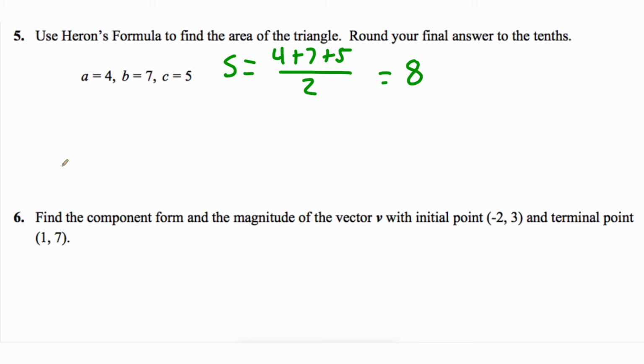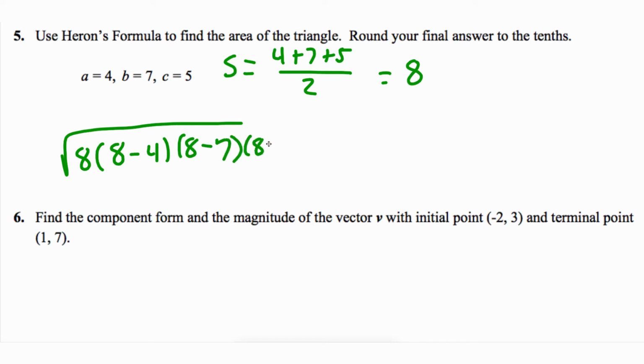So now if we set up Heron's formula, it's the square root of our S value times S minus A times S minus B times S minus C. Now we can just type all of this into our calculator. When we do that, we get about 9.8 units squared.